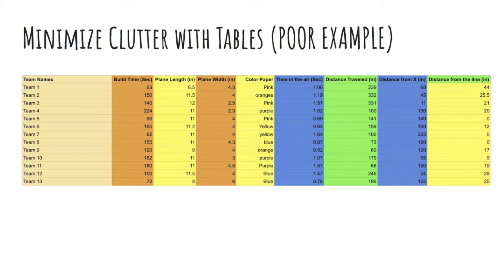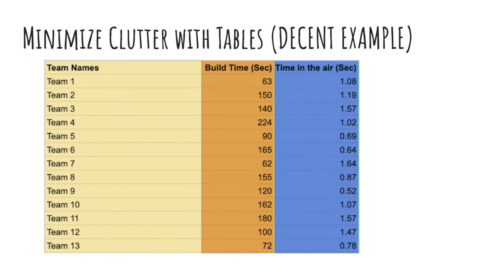Because this is just a poor example, there are so many numbers and so many different things that I should look at. I don't even really know where to begin. This would be a better example. This is a decent example. We have just two of the items that I would like to speak on: build time and time in the air.